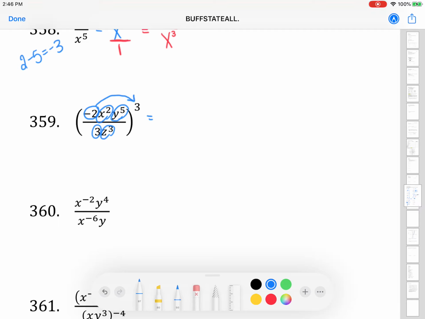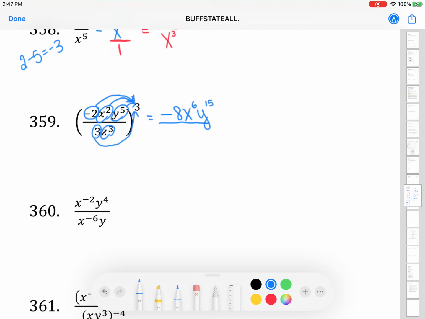Is all being cubed. So first, -2 to the 3rd power. -2 times -2 is 4, times -2 is -8. X squared to the 3rd power is a power to a power rule, so I multiply them, I get x to the 6th. And then y to the 5th raised to the 3rd, again power to a power rule. I multiply those together and I get y to the 15th.